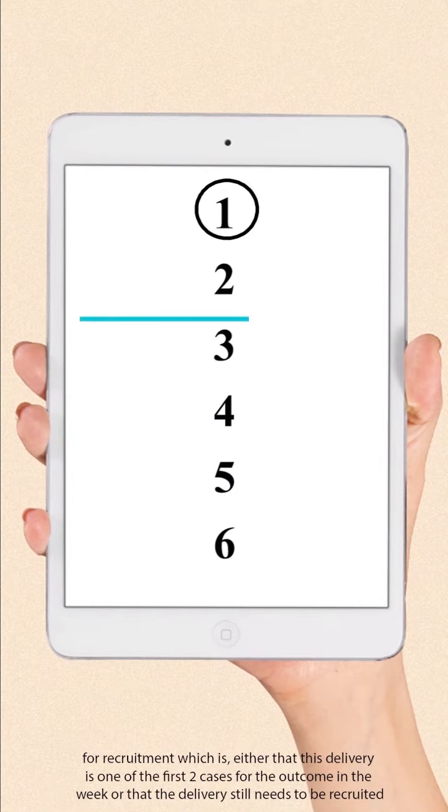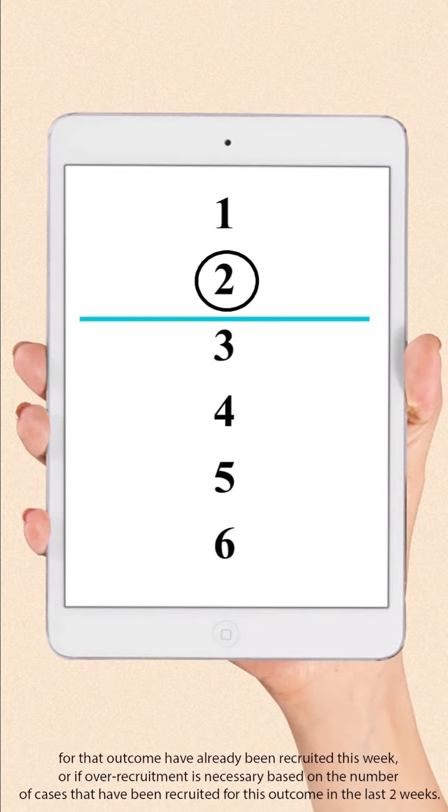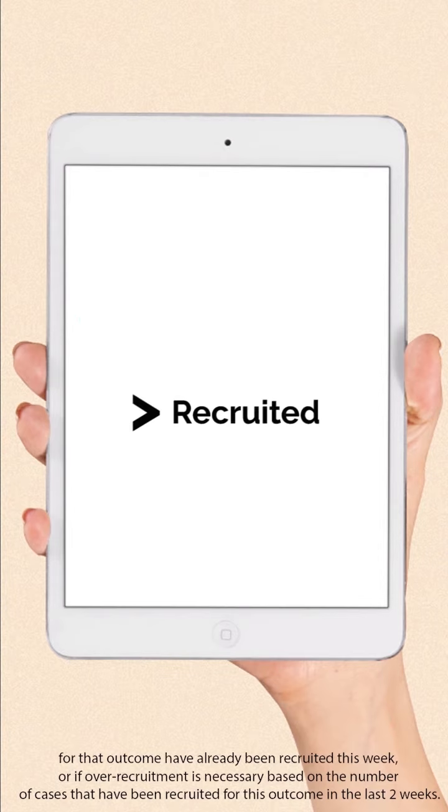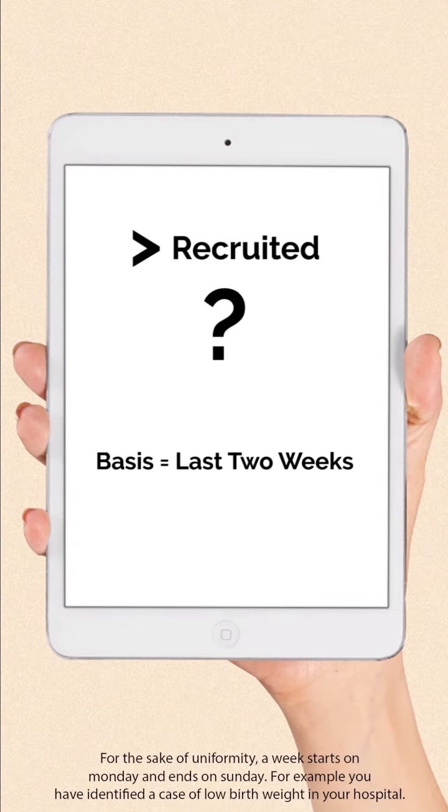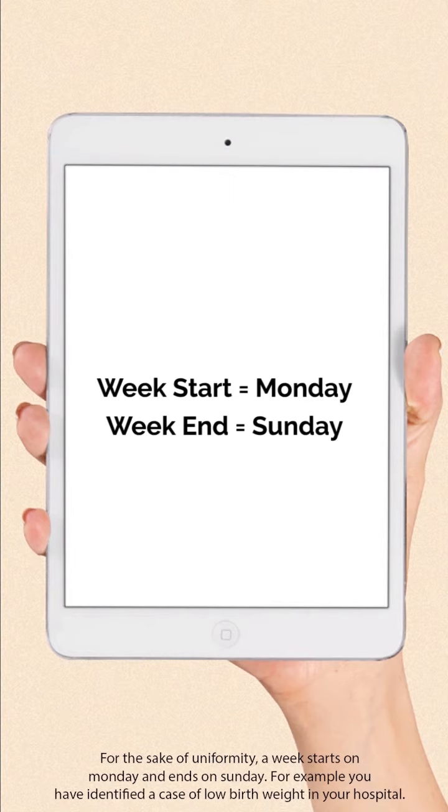that this delivery is one of the first 2 cases for the outcome in the week, or that the delivery still needs to be recruited for that outcome have already been recruited this week. Or if over-recruitment is necessary based on the number of cases that have been recruited for this outcome in the last 2 weeks. For the sake of uniformity, the week starts on Monday and ends on Sunday.